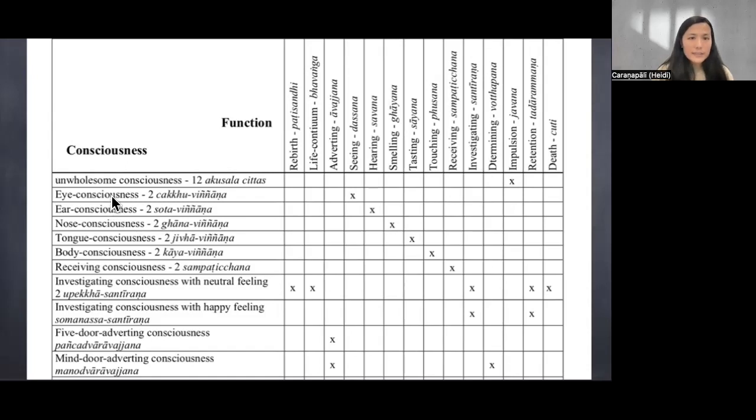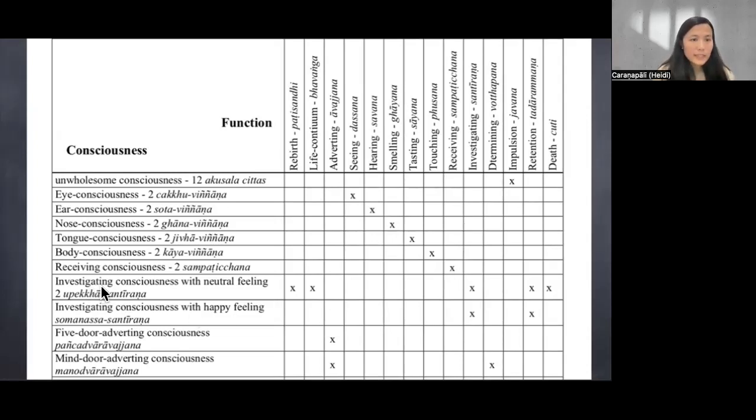Now, eye consciousness perform what function? Very obviously, seeing function only, because eye consciousness cannot do other things other than seeing. So they have only one function. Then ear consciousness, only hearing. Nose consciousness, only smelling. Tongue consciousness, only tasting. Body consciousness, only touching. And the receiving consciousness here, also only receiving. They only do their specific task, their specific job. They don't do anything other than that.